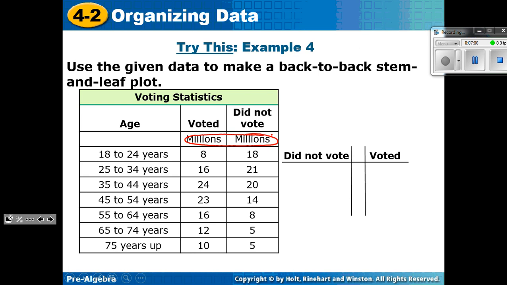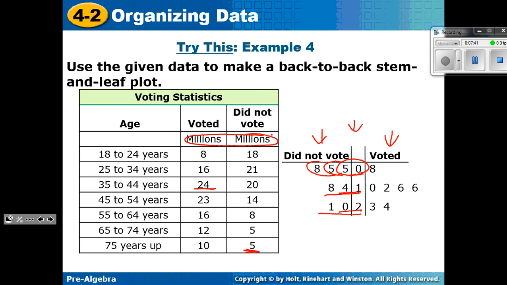Okay, so that's how we set it up. We've got our little column down the middle, and then let's go ahead and find our tens places and see we've got some single digit numbers here. So the tens place is going to be 0, and then our high number looks like it's about 24. So we're going to have 0, 1, and 2 for our stems. And then we've got our did not vote over here and our voted over here. This is 5, 5, 8. Then we've got 14, 18, 20, and 21 over here.